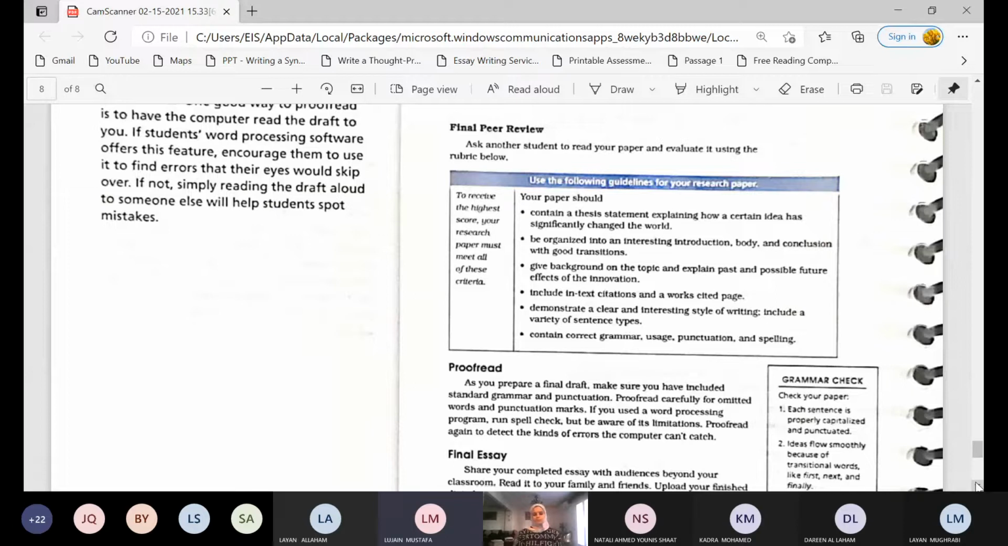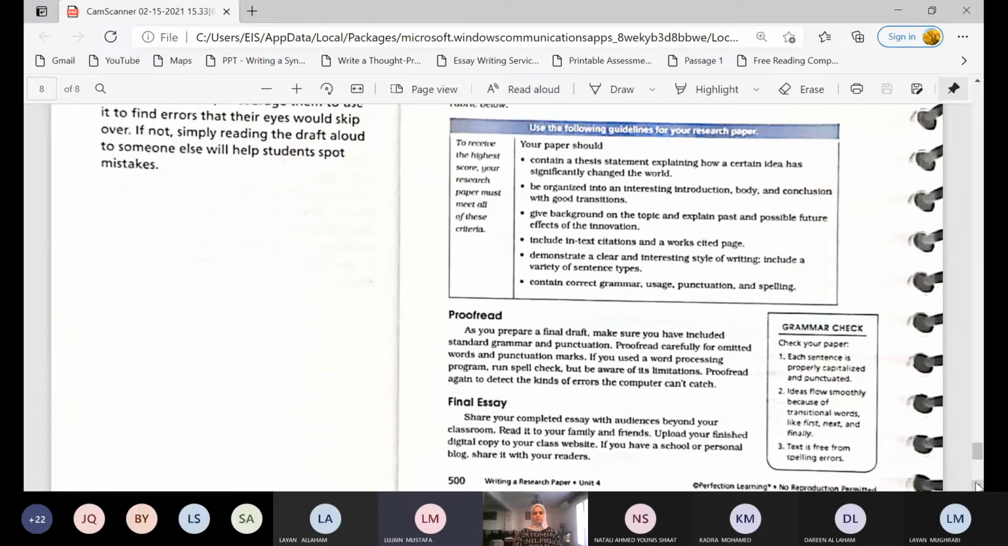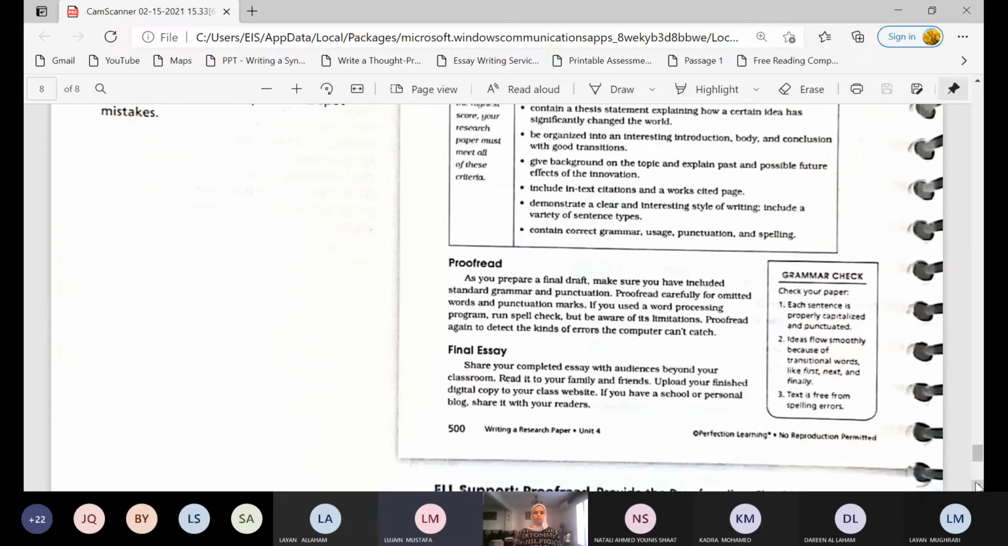Demonstrate a clear and interesting style of writing. Include a variety of sentence types. Contain correct grammar, usage, punctuation, and spelling. Thank you, Sarah. Our essay should talk about the innovations, or we can talk about different things. No, you can talk about what you want. Here, the example in your book.